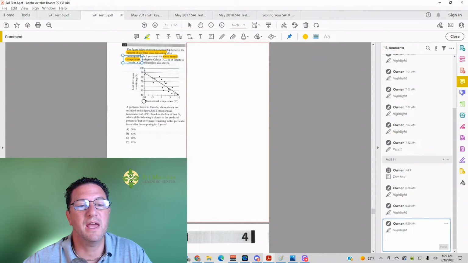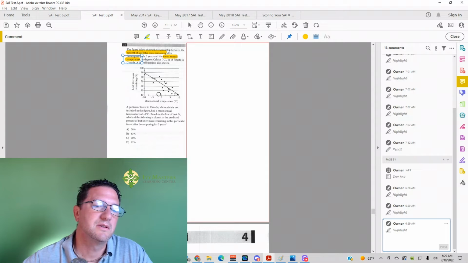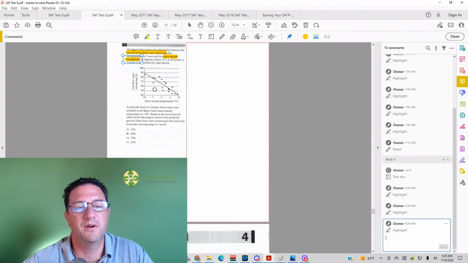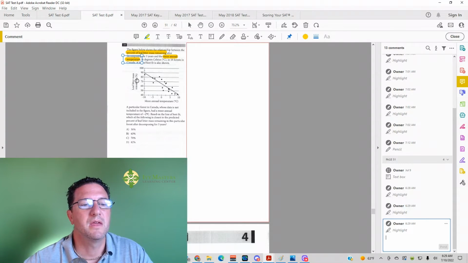So if we look at the x-axis, we've got mean annual temperature. And notice this is in degrees Celsius. So FYI, 0 degrees Celsius is 32 degrees Fahrenheit. So this would be way colder if it was in degrees Fahrenheit. And then the y-axis, leaf litter mass remaining in percent.